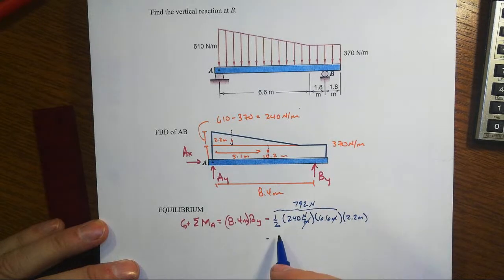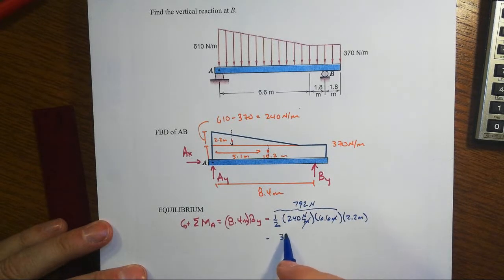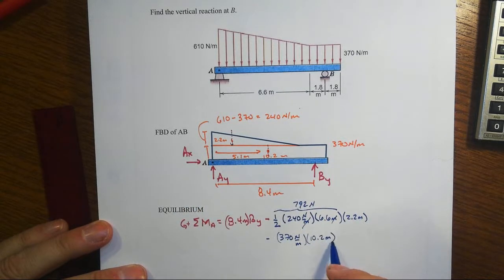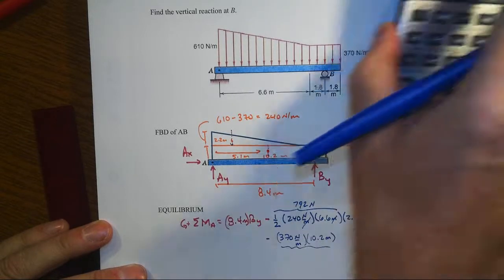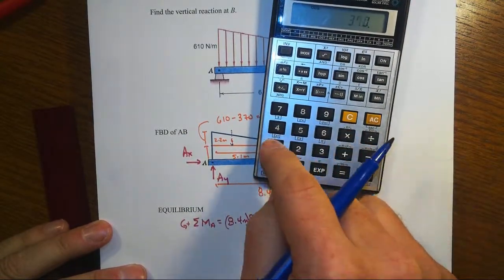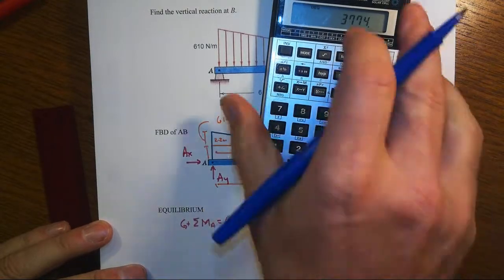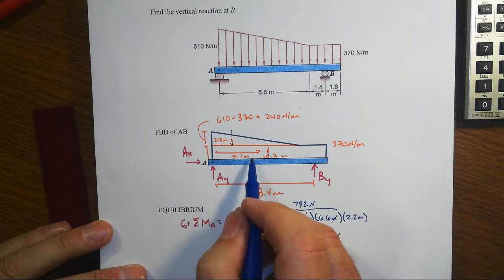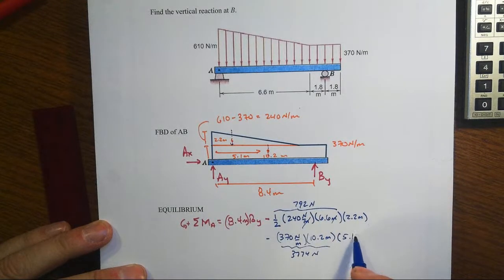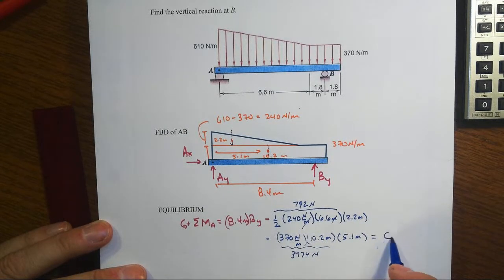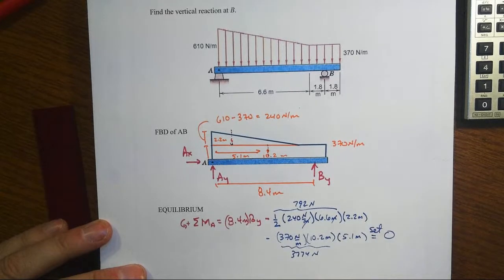And then we've got the rectangle down below. That's 370 newtons per meter, running for 10.2 meters. So that would have a total of 3774 newtons. Its moment arm, with respect to A, is 5.1 meters. So that's good. I have newton times meters. That would be our units of moments. We'll set that equal to 0 for equilibrium.